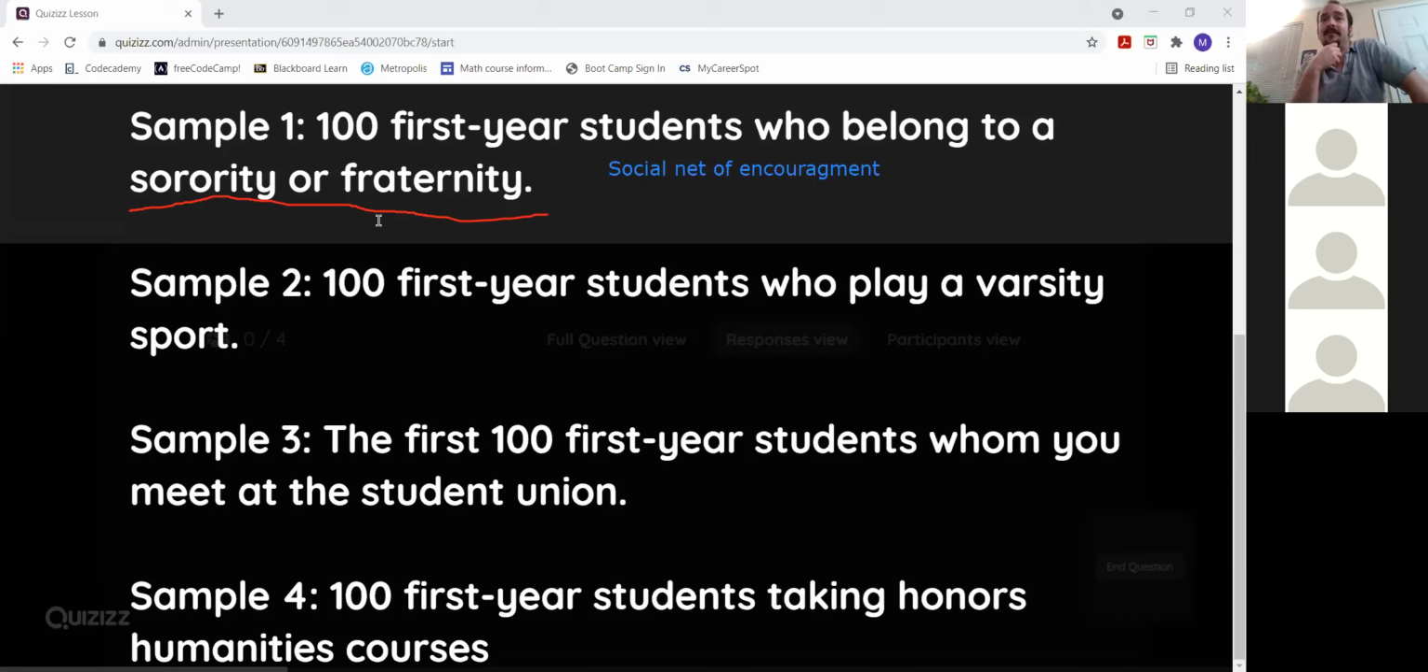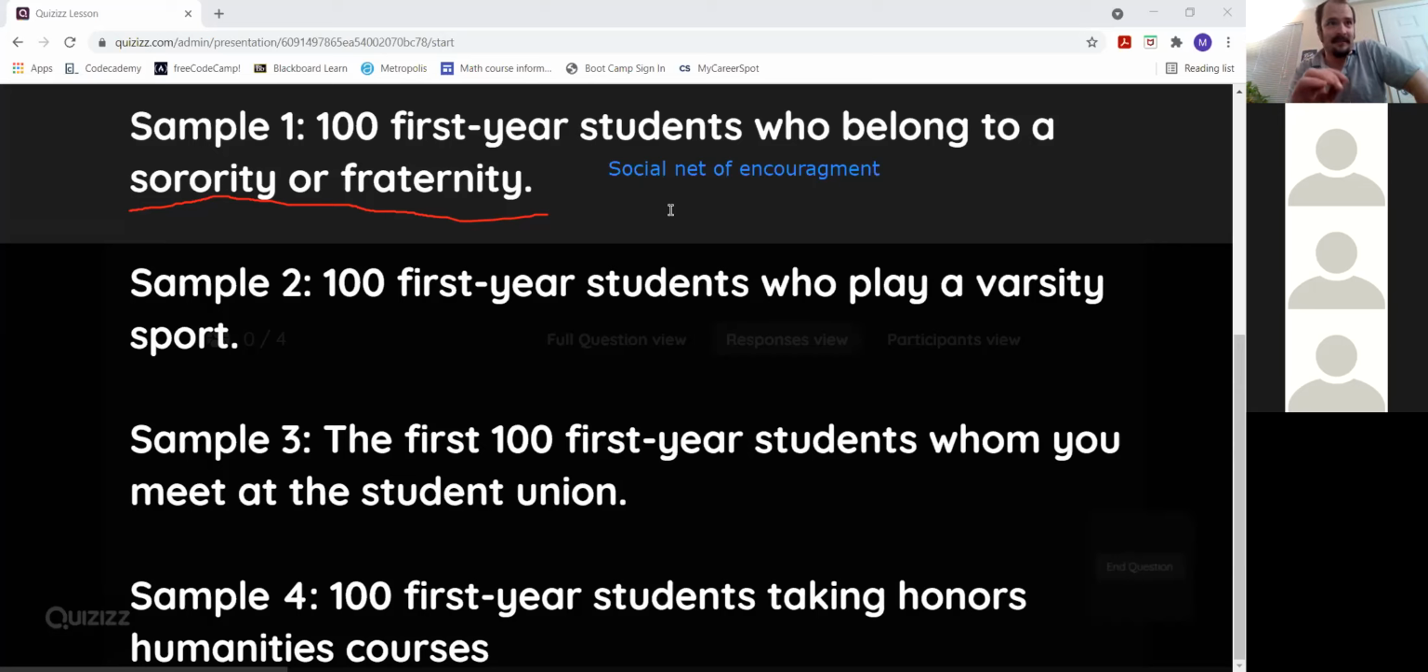So there's a sort of social net of encouragement that's probably happening here, and you'll probably get a higher turnout with sororities and fraternities. I think that's what the book says. I've never been in a sorority or fraternity myself personally, so I couldn't really tell you.